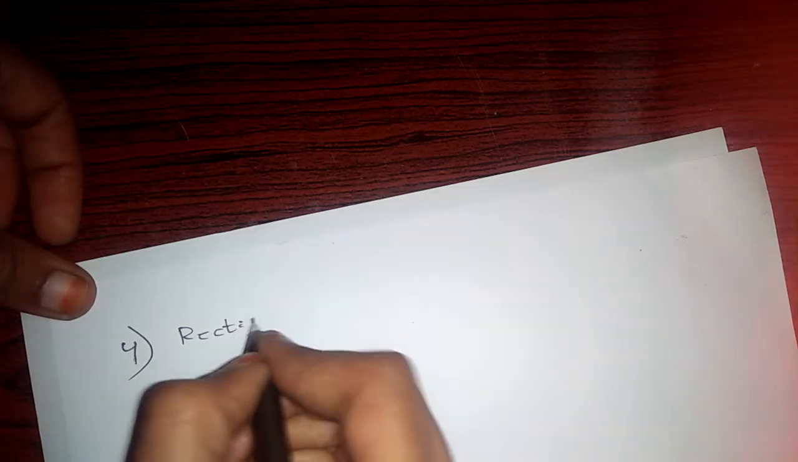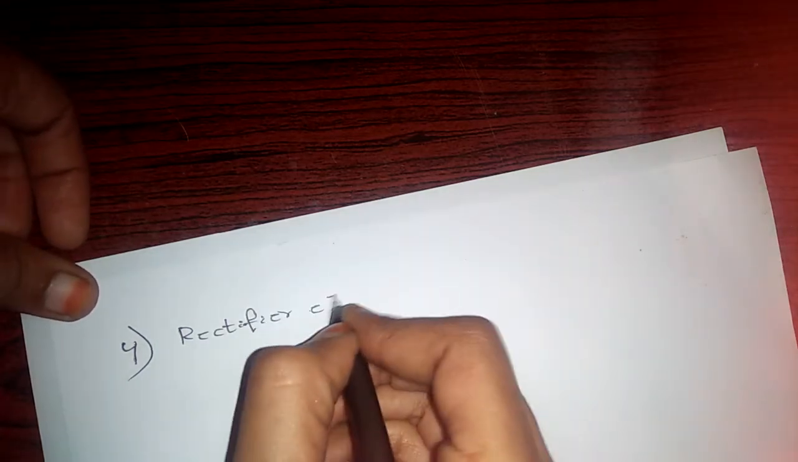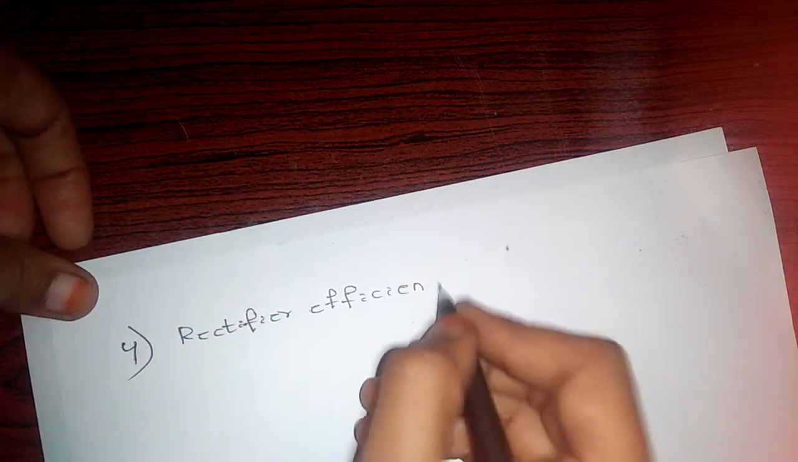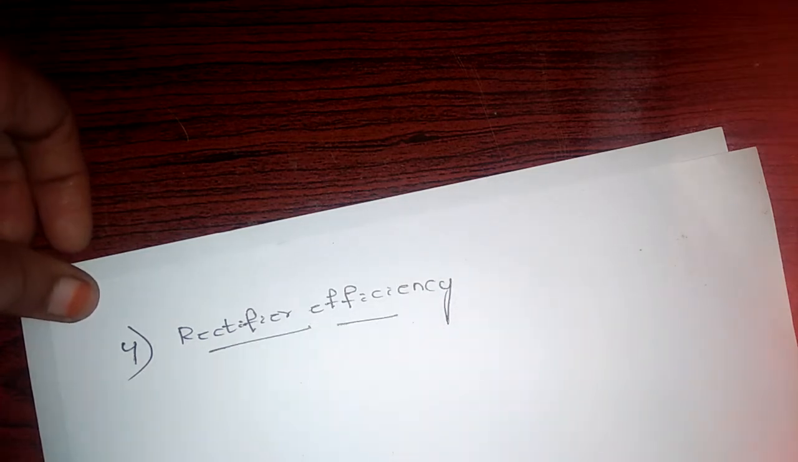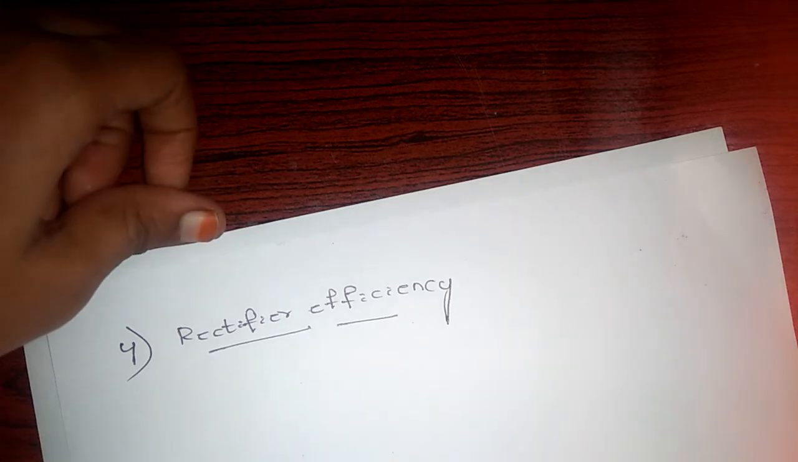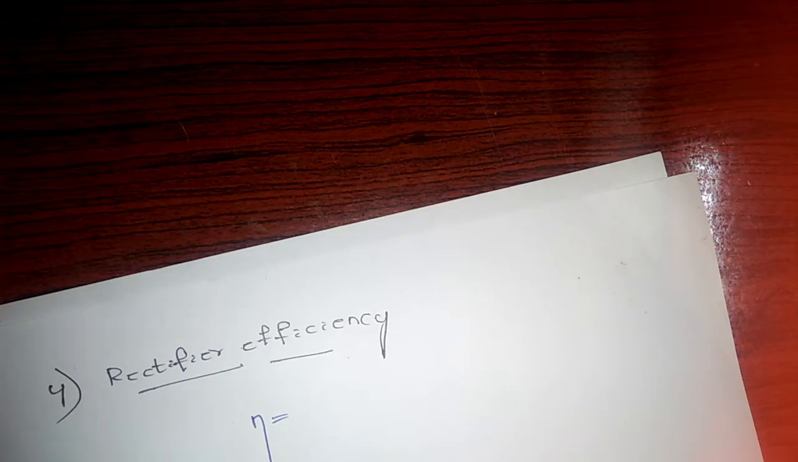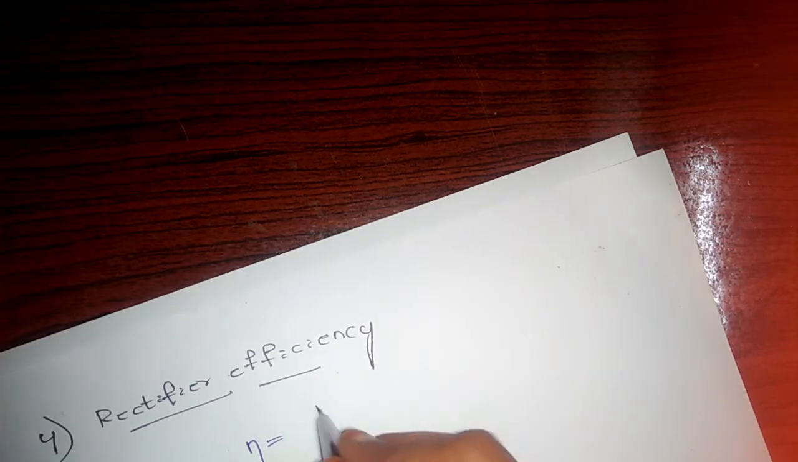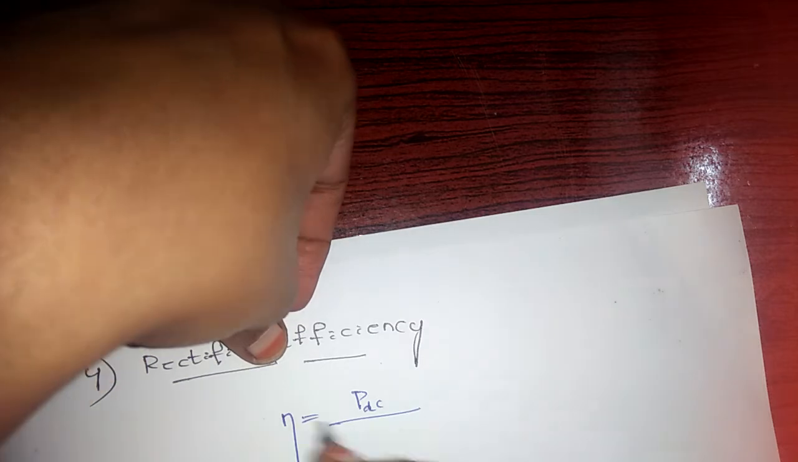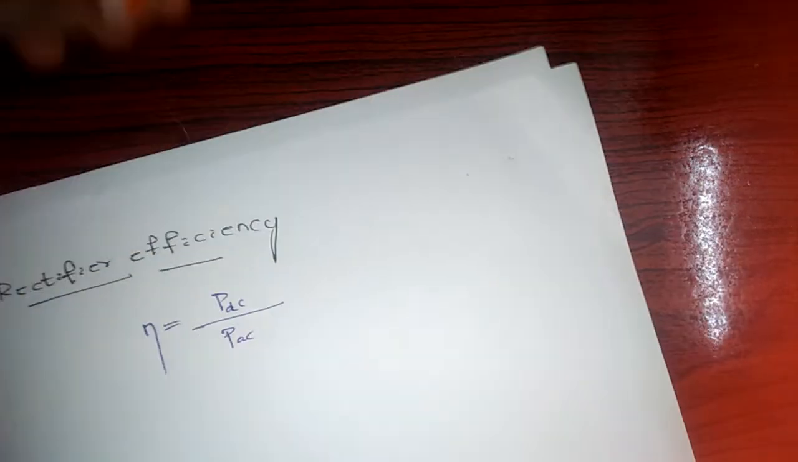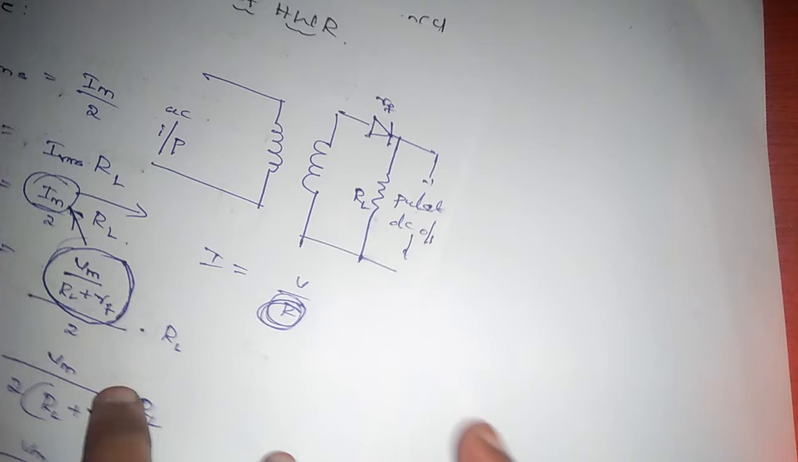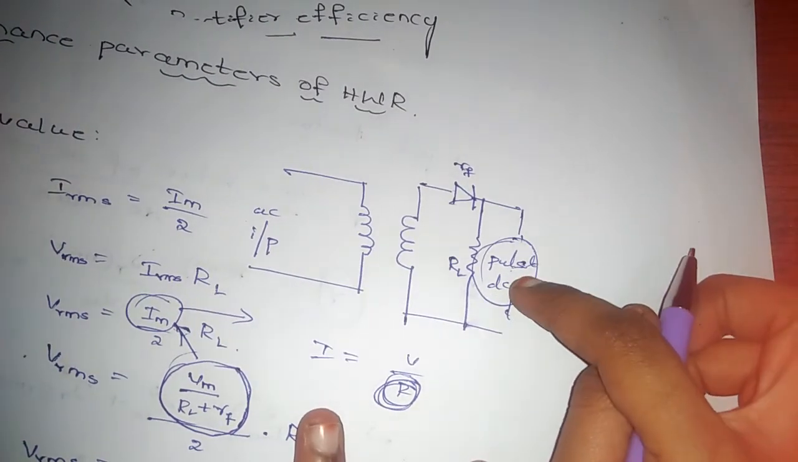And then the last performance parameter that we have is rectifier efficiency. In general, we calculate efficiency as output by input, but here we take power parameters. So we have PDC by PAC. See, the power of this pulsated DC and the power of this AC.